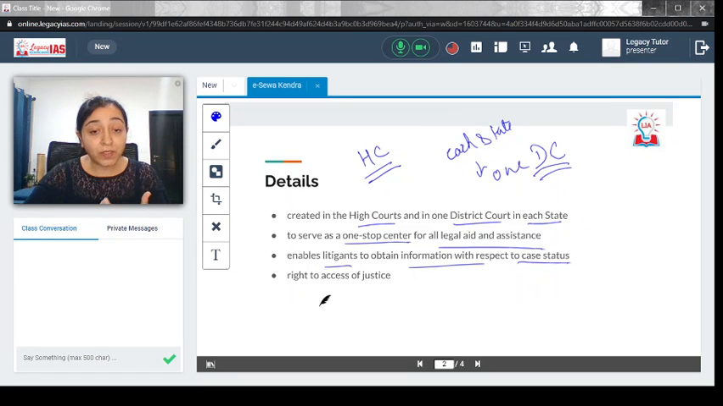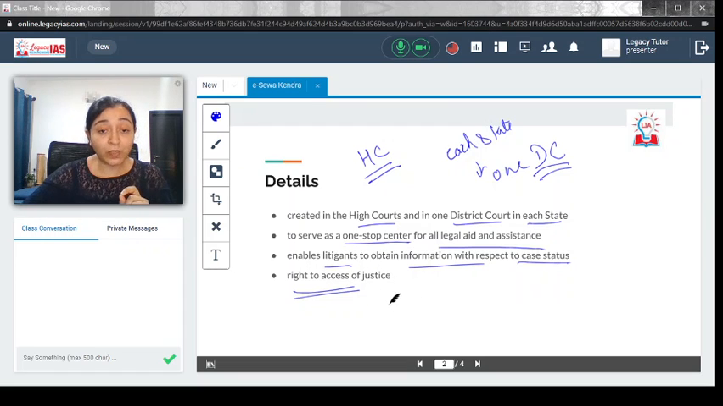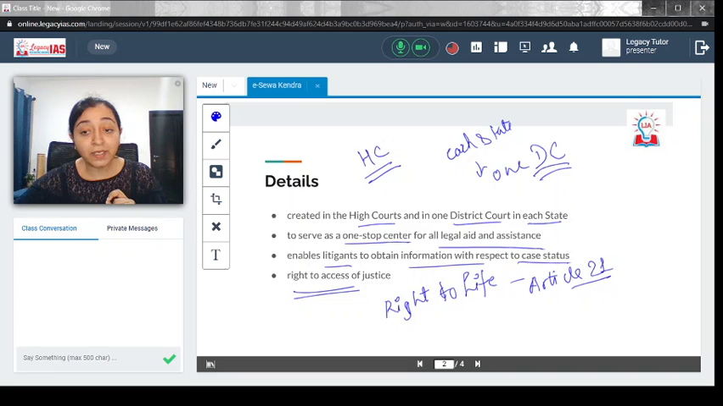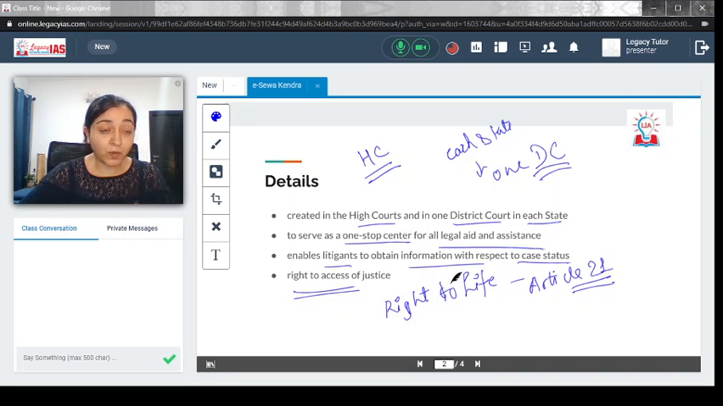This will eventually help in providing the right to access to justice. So this is again very important. In fact, the Supreme Court itself has said that the right to access to justice comes under the right to life of Article 21. So right to life, which is part of Article 21, a fundamental right in the Constitution. Over here, the right to access justice is also a part of it.